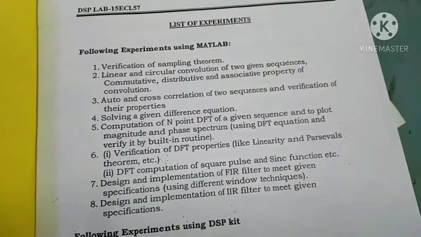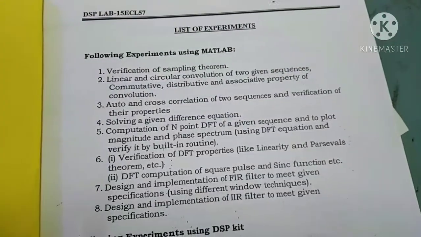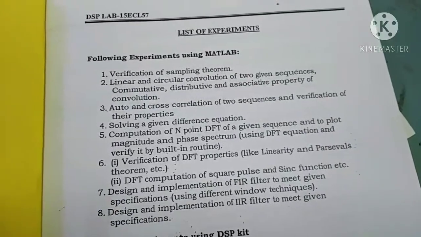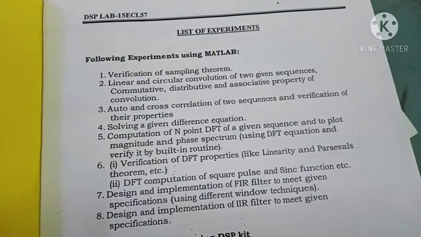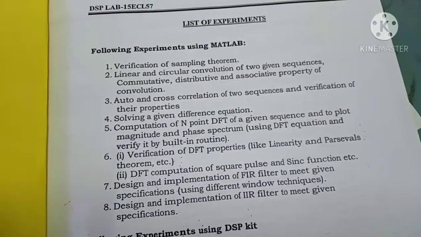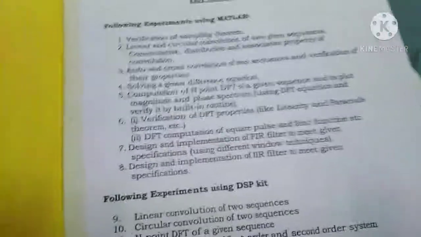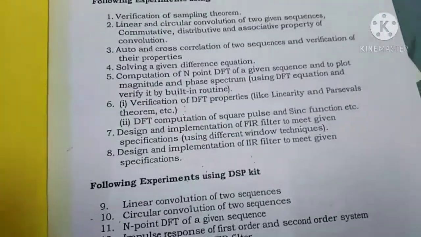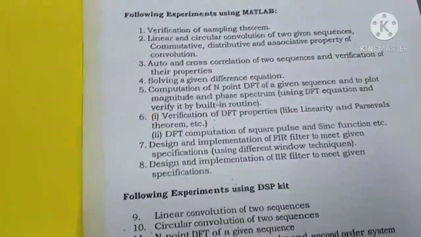These are the experiments for DSP lab, for both 18 batch as well as 15 batch. The experiments in part A we have 8, and in part B we have 4 experiments. So first we'll go for the first experiment, that is sampling theorem.